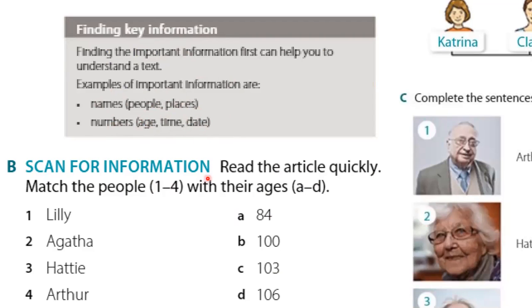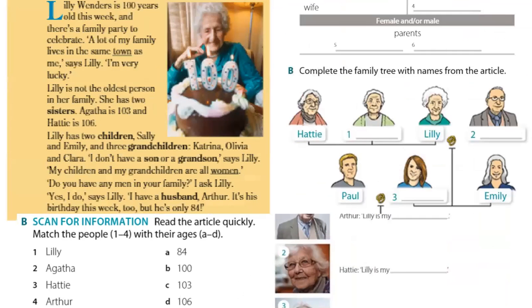All right. So you're going to read the article quickly so that you can match the people with their ages. Van a leer el artículo rápido, no tarden mucho, solamente busquen las respuestas de estas palabras. So please look for the answers of these words. Who is 84? Who is 100? Who is 103? ¿Quién tiene esta edad?